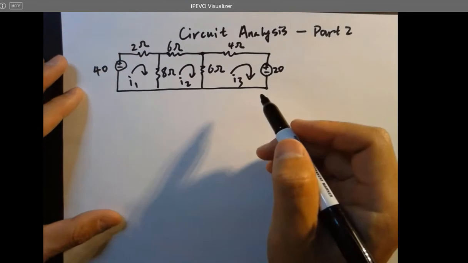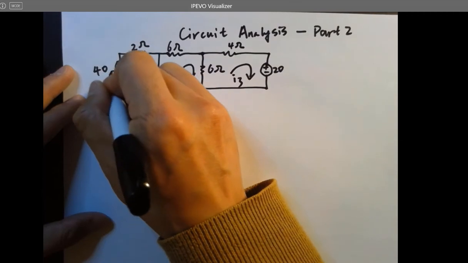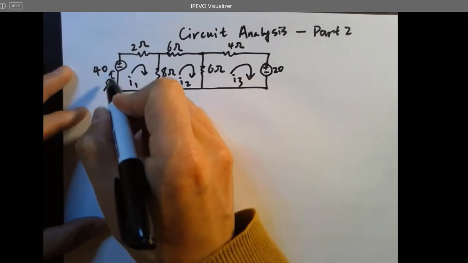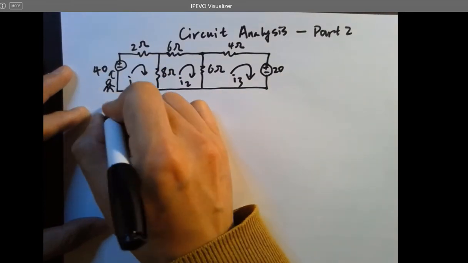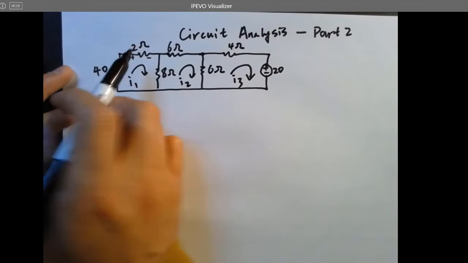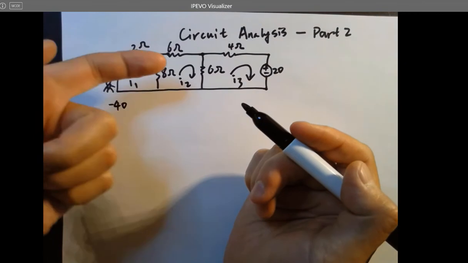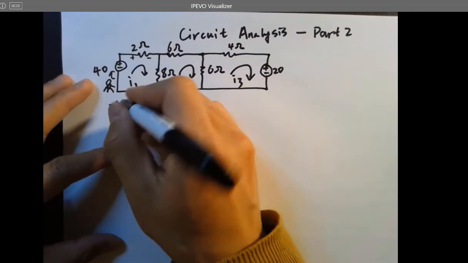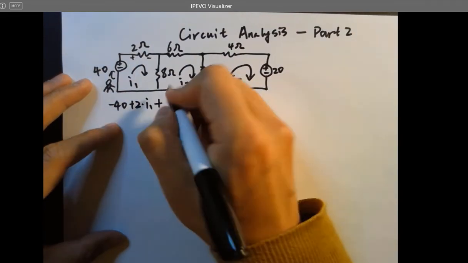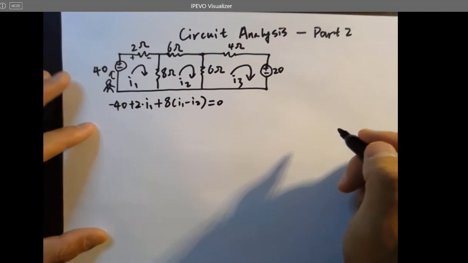So let's list the equations first. Let's use KVL. If we start traveling from here, as if we have a little person walking through the mesh, the first sign this person is going to see will be the minus sign. So we need a minus 40 volts. Plus, because this is plus to minus, since I1 is flowing in that direction, it's causing a voltage drop across this resistor from left to right. That's why it's going to be 2 times I1. Then this one, it's 8 times (I1 minus I2) equals 0 according to KVL.